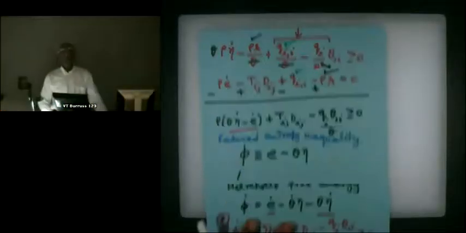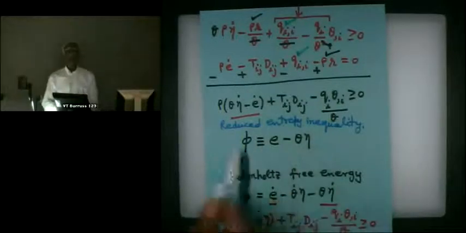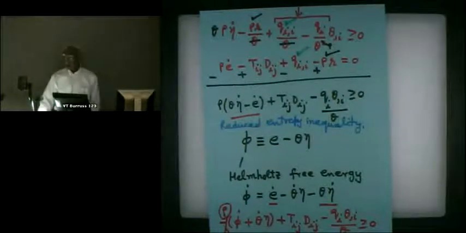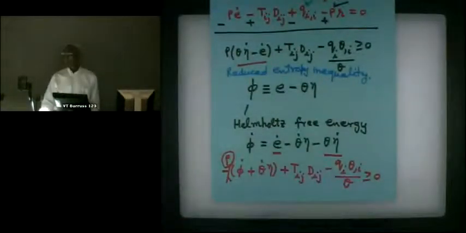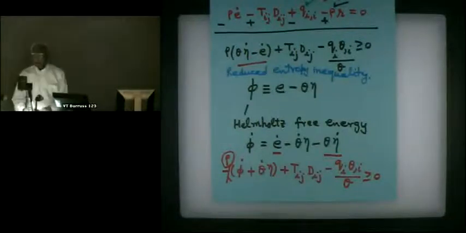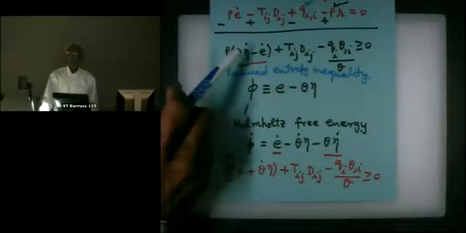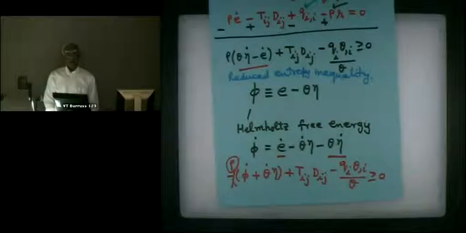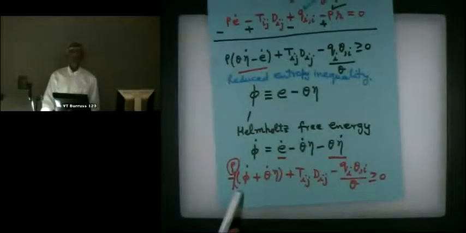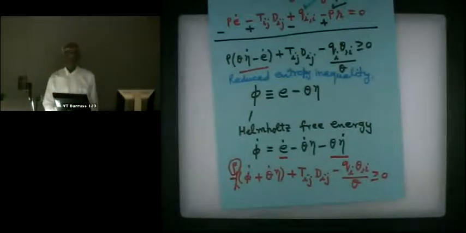So now this is the definition of Helmholtz free energy. We define Helmholtz free energy phi as E minus theta eta. So phi is again Helmholtz free energy per unit mass. And we differentiate both sides with respect to time using the chain rule of calculus. So we get phi dot, and the two underlying terms, E dot minus theta eta dot, appear here also. So we can substitute for E dot minus theta eta dot in terms of phi dot. And that's what we get. So this is again basically a still reduced entropy inequality, except it is in terms of the Helmholtz free energy.